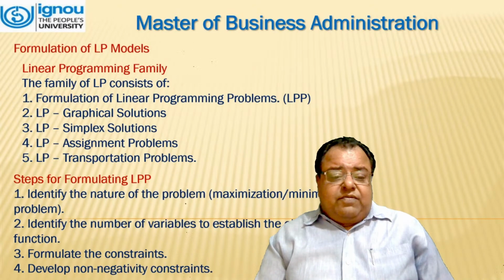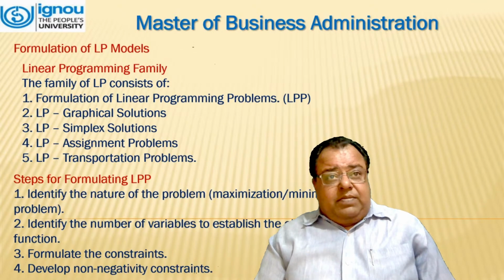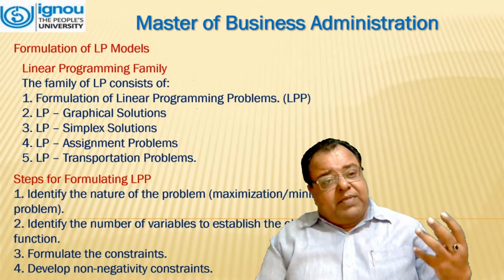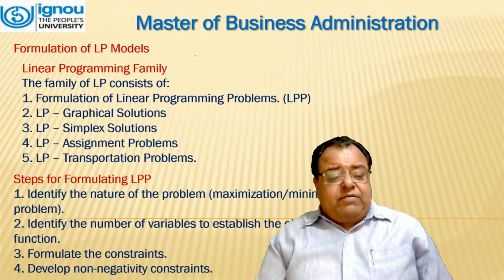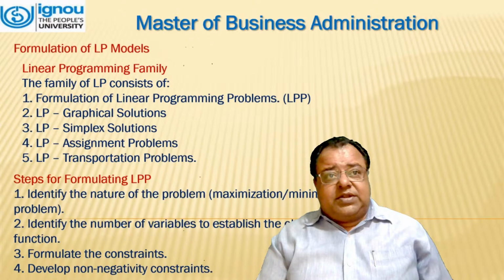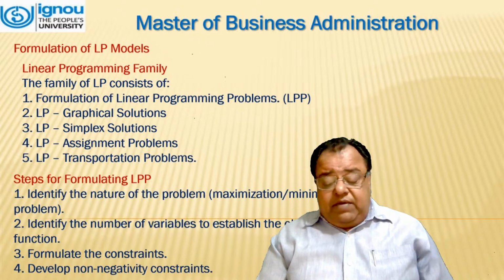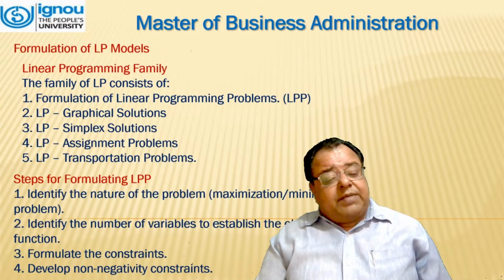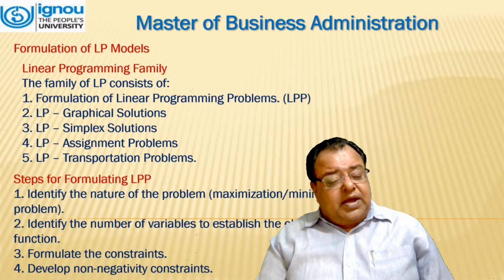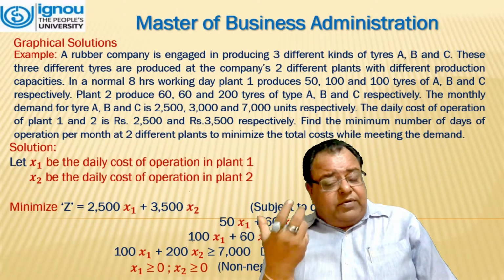Now, what are the steps for formulating LPP? First of all, we have to identify the nature of the problem, whether it is a problem related to maximization or minimization. Secondly, we have to identify the number of variables to establish the objective function. Third one is to formulate the constraints. Fourth one, develop non-negativity constraints. Now we take up a problem and we have to solve it graphically.